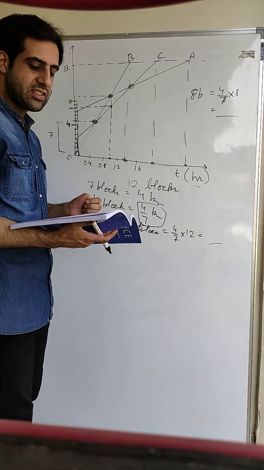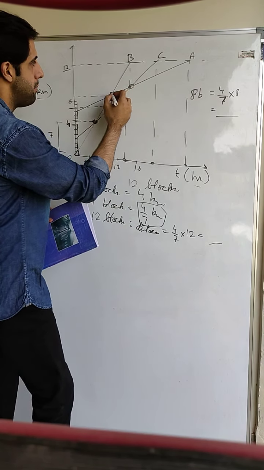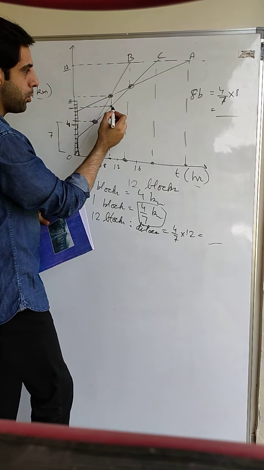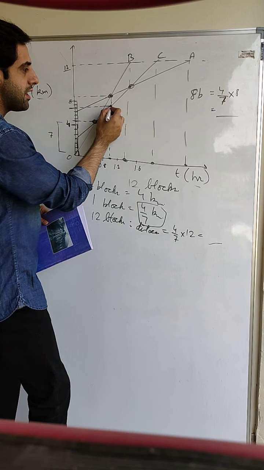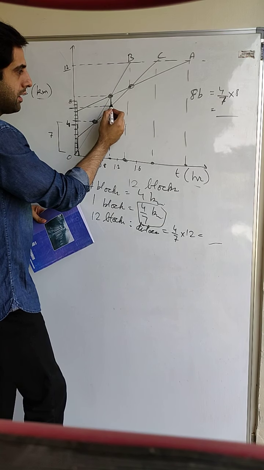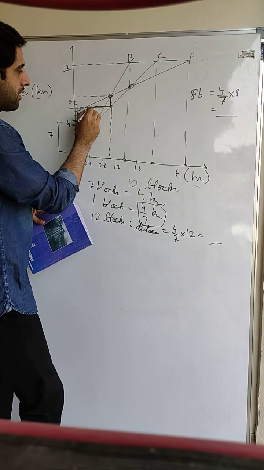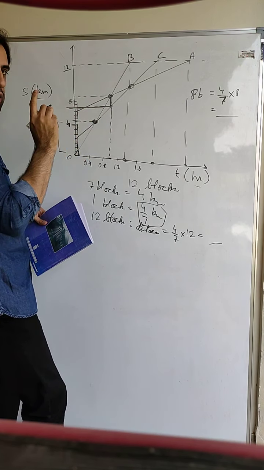Third part, how far C has traveled when B passes A? Now when B is passing A, that is this point, at this point C is here. This is the graph of C. At this point C is here. So we have to find that what is the distance covered by C at this point.